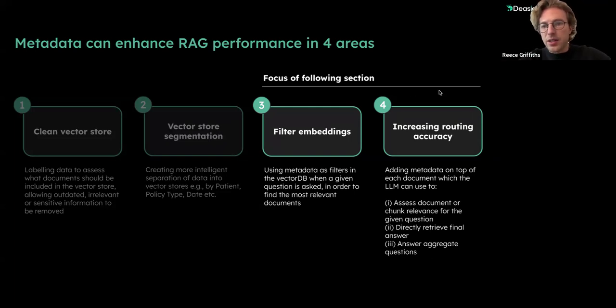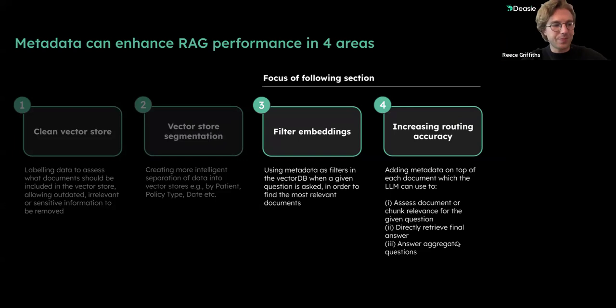Then the second area is improving the routing accuracy, which is adding metadata on top of each document. And this can typically be more semantic, descriptive metadata, so that when a question is asked, the LLM can evaluate that metadata and then make a decision as to whether it should go into that document or not. And this could be at a document level, but it could also be more of an agentic framework where there are different clusters of documents, and above each cluster, there is some descriptive metadata. And then an LLM can first assess that metadata to decide if it's worth going into that document set or that document.